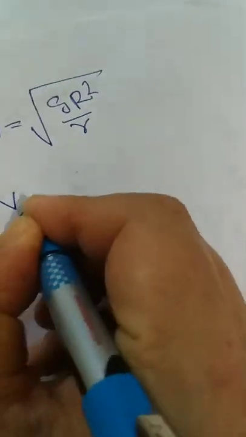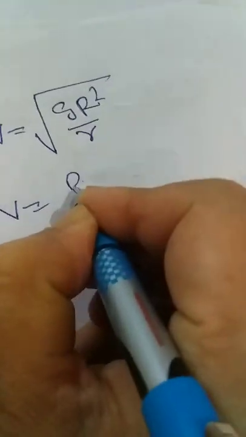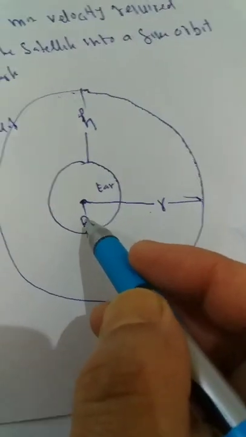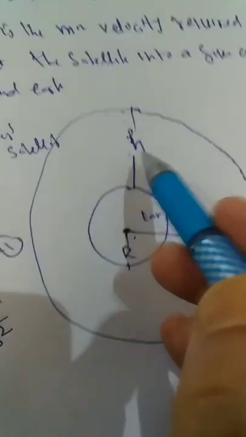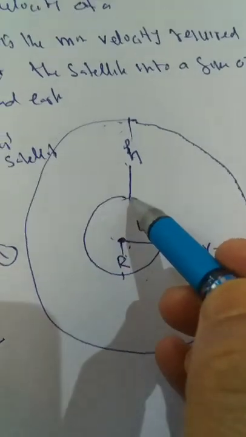Or we can say v is equal to R under root of g divided by r. This small r, if you remember, is equal to R plus h, where R is the radius of the earth and h is the height of the satellite above the surface of the earth. This small r is equal to capital R plus h. I hope you have got it.